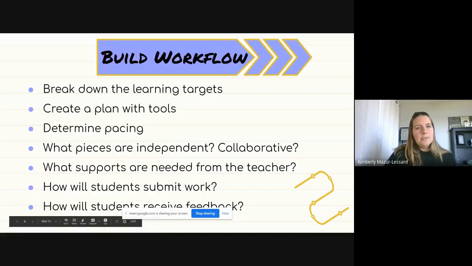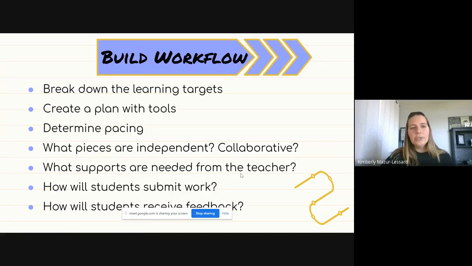Now, the final piece is building your workflow. So take into consideration all of these different prompts that we have here. Think about, how are you going to share your HyperDoc with your students? How are you going to provide feedback? So how are you going to interact with your students? How can you collect your students' work? Are you pushing this out through Google Classroom? Are you sharing it via an email? Are you using another LMS like Schoology?